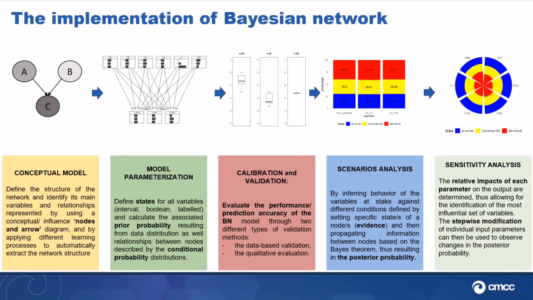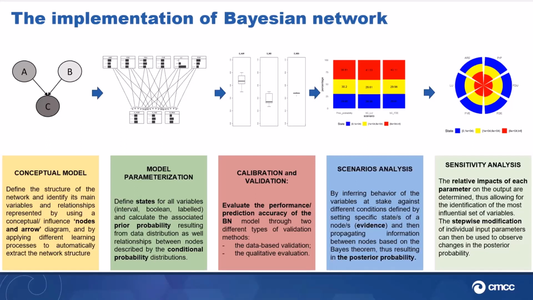From the beginning, we start with the definition of the structure of the network, identifying the main variables and the relationships among them using nodes and arrow diagrams. And then we apply different learning processes to extract the network structure, but it needs to be fine-tuned by experts because it's data driven. So experts need to validate the model again.